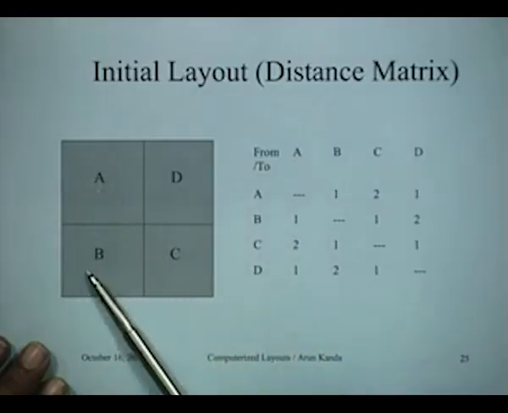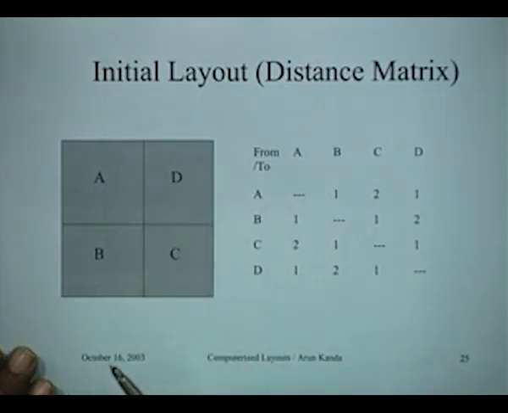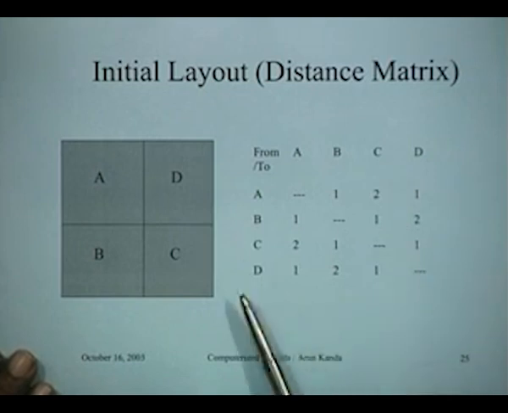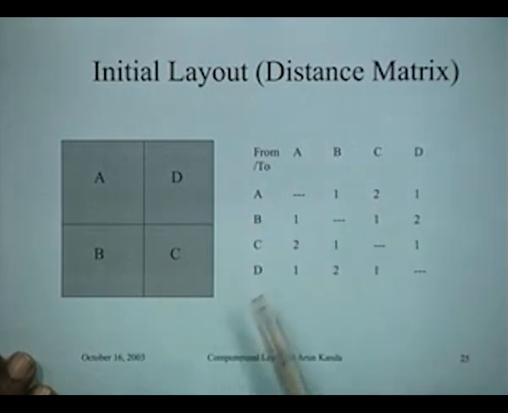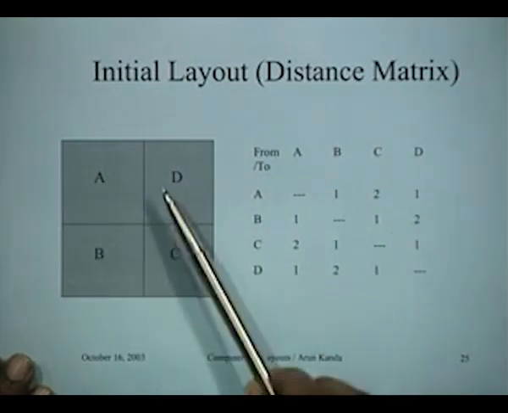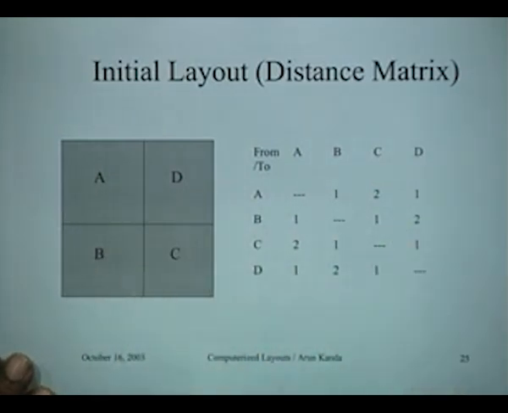Now for the initial layout, what did we have for the initial layout? We said that our initial layout is the 4 departments are placed A, B, C and D like this. So this was the distance matrix for that particular layout, right? For instance, between A to C there is a distance of 2, similarly B to D is a distance of 2, C to A is a distance of 2, and D to B is also a distance of 2, all others are 1.